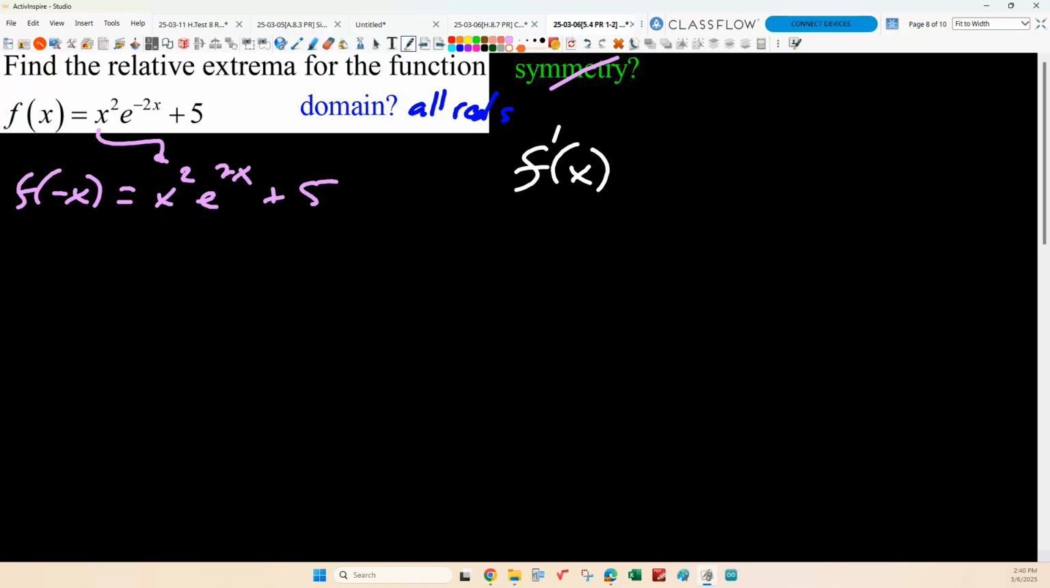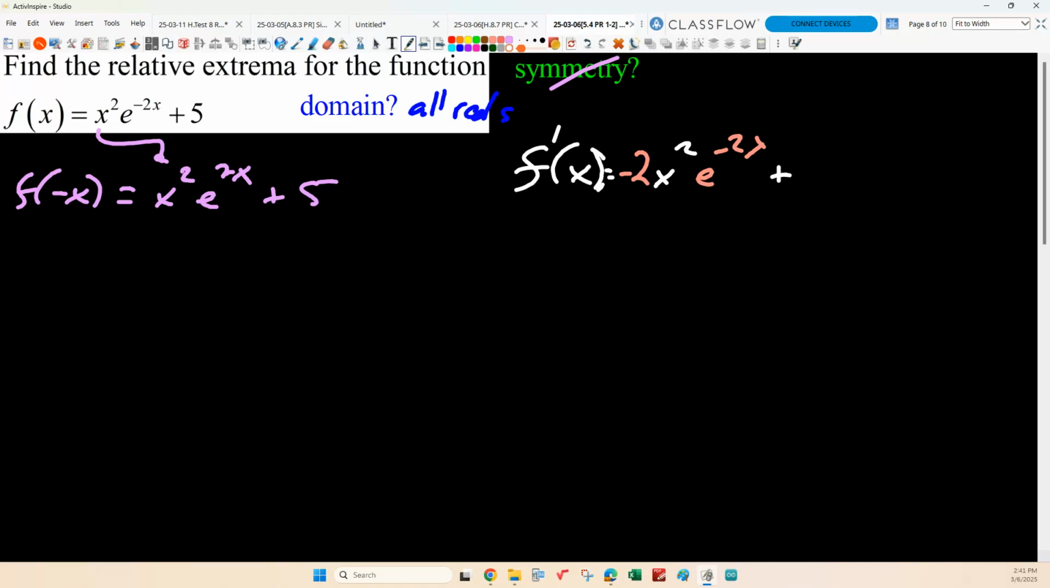But if we kept the x squared and we differentiated e to the minus 2x, what's the derivative of e to the minus 2x? What's the derivative of e to the u? E to the u, u prime. So what's u prime? Negative 2. Okay, so we're going to get negative 2 e to the negative 2x. There's my derivative of the second factor, right? Derivative of 5 is, by the way, 0, so we don't have to worry about that.